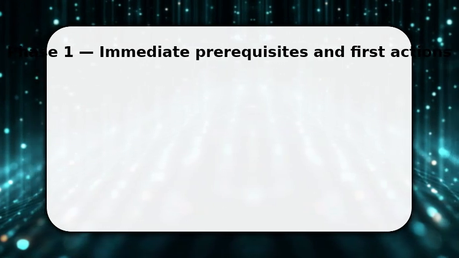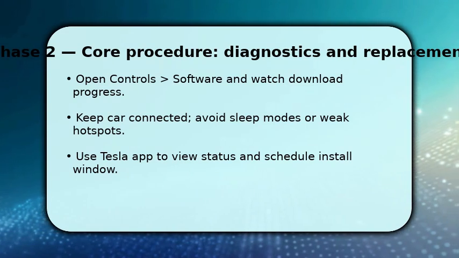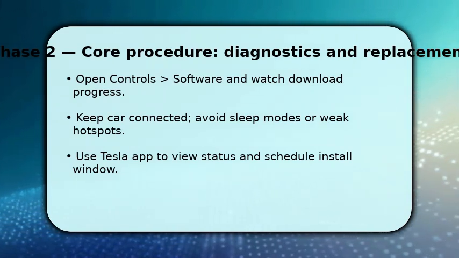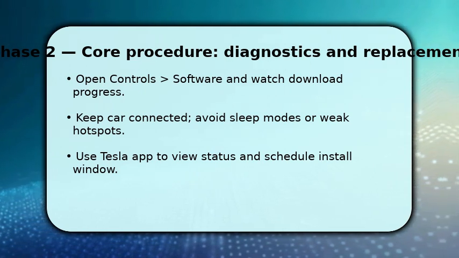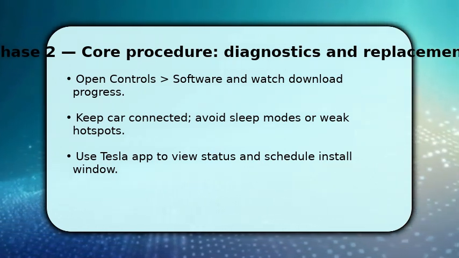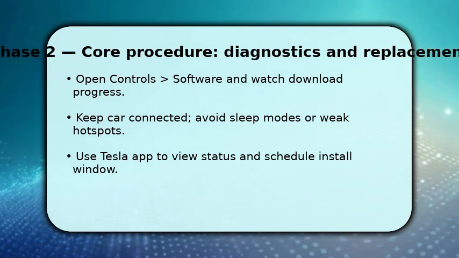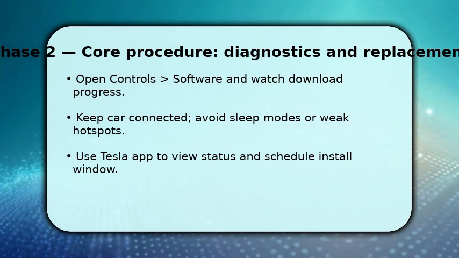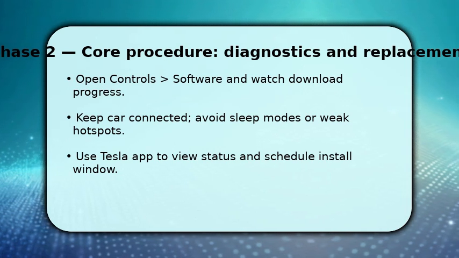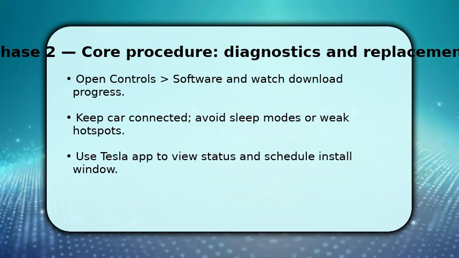Once the download begins, monitor progress from the car or the Tesla mobile app. Downloads can take from a few minutes to over an hour depending on size and connection speed, so keep the car connected and prevent deep sleep by leaving driver profile active or using a robust hotspot. Use the app to see percent complete and, if available, set a preferred install window. This preserves driving time. Make sure not to interrupt power or network while files are being written to the vehicle.